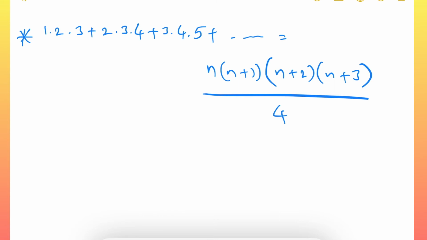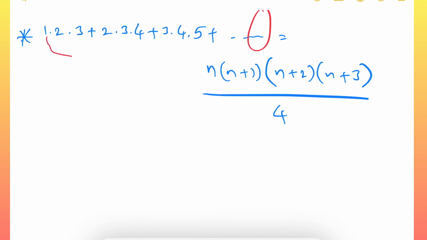The question is, show that 1 into 2 into 3 plus 2 into 3 into 4 plus 3 into 4 into 5 and so on up to n terms is equals to n into n plus 1 into n plus 2 into n plus 3 whole divided by 4. So in this given question, nth term is not given. So first we need to find out the nth term. I am going to find the nth term.